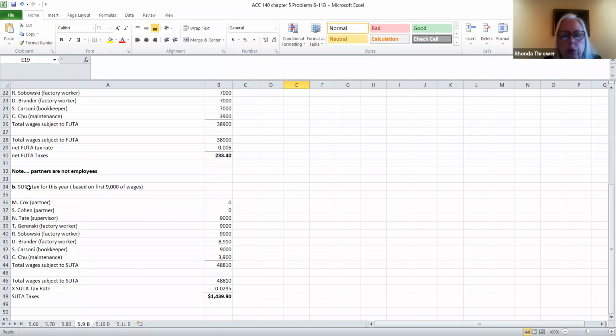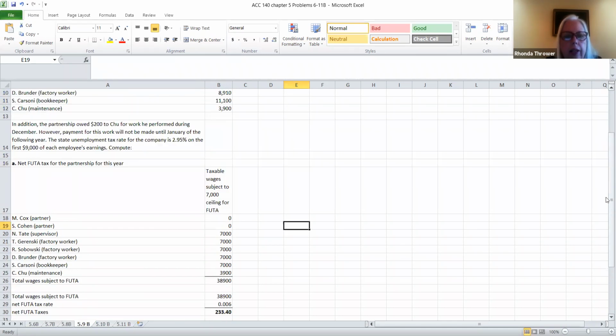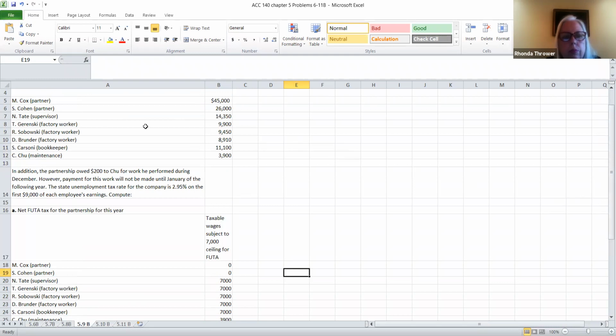In B, they want you to compute the state unemployment tax based on the first 9,000 of wages. That's the ceiling for the SUTA. So again, I've listed all the employees and the amounts that are going to be subject to SUTA. Because Cox and Cohen were partners, none of their wages are subject to SUTA taxes. For Tate, since he was paid $14,350, he was paid more than $9,000, so all $9,000 are subject to SUTA taxes.